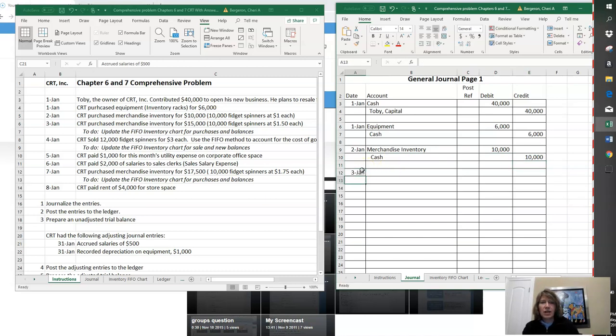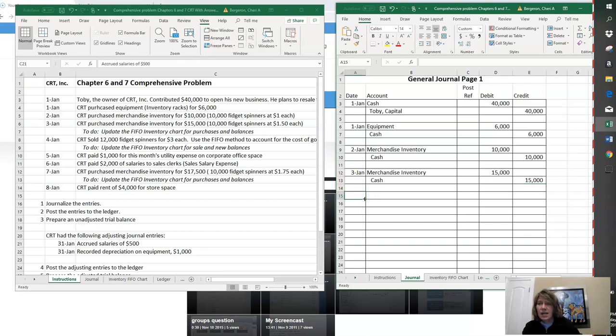On January 3rd, I decided that I wanted some more fidget spinners. So I bought some more merchandise inventory. But this time it cost me more. They were $1.50 each. And I still bought 10,000, so I spent $15,000, it says.